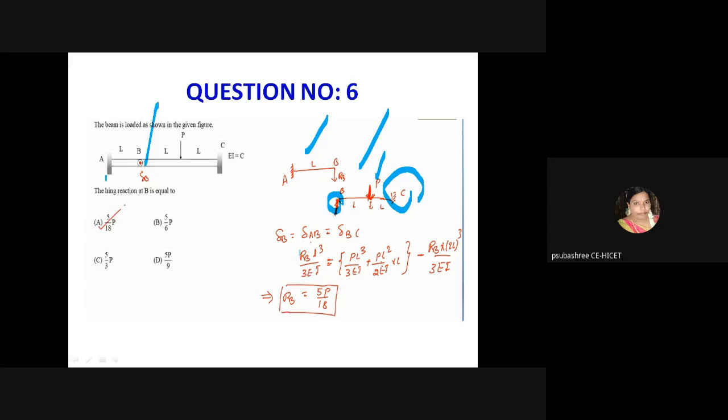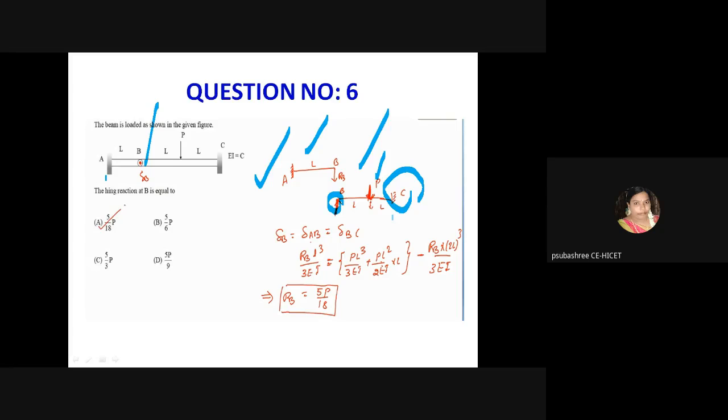So delta B is equal to delta AB is equal to delta BC. Delta AB means the deflection of AB, because it is the first beam. What is the formula? Reaction at B is RB, so RB into L, the span AB length, L cube divided by 3EI, is equal to delta BC.